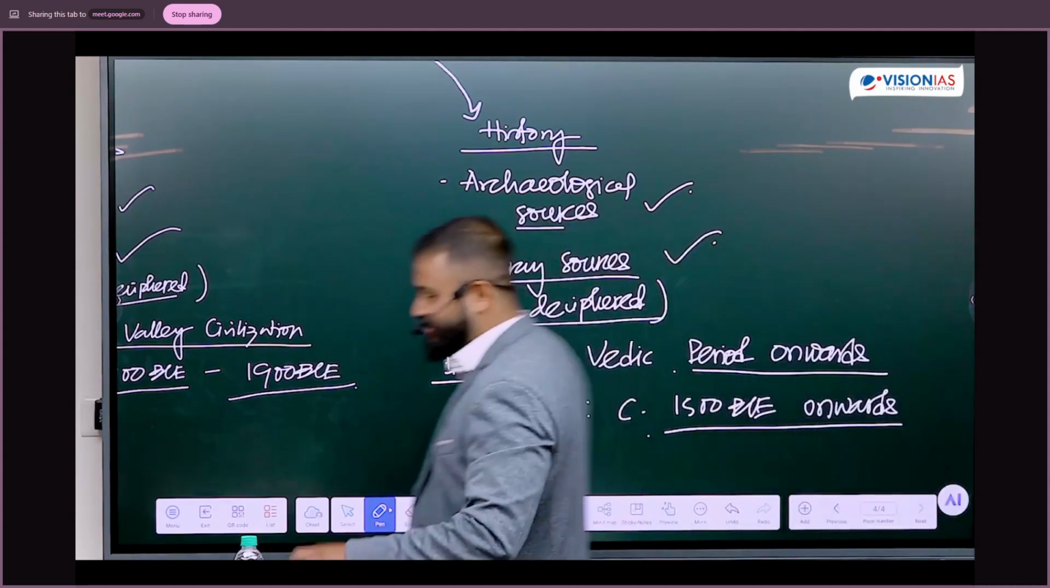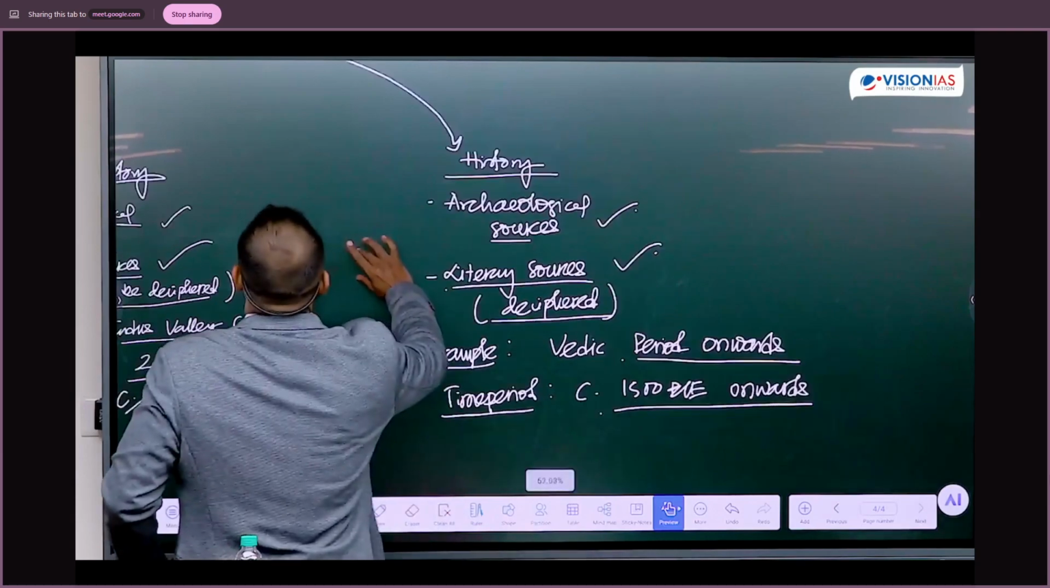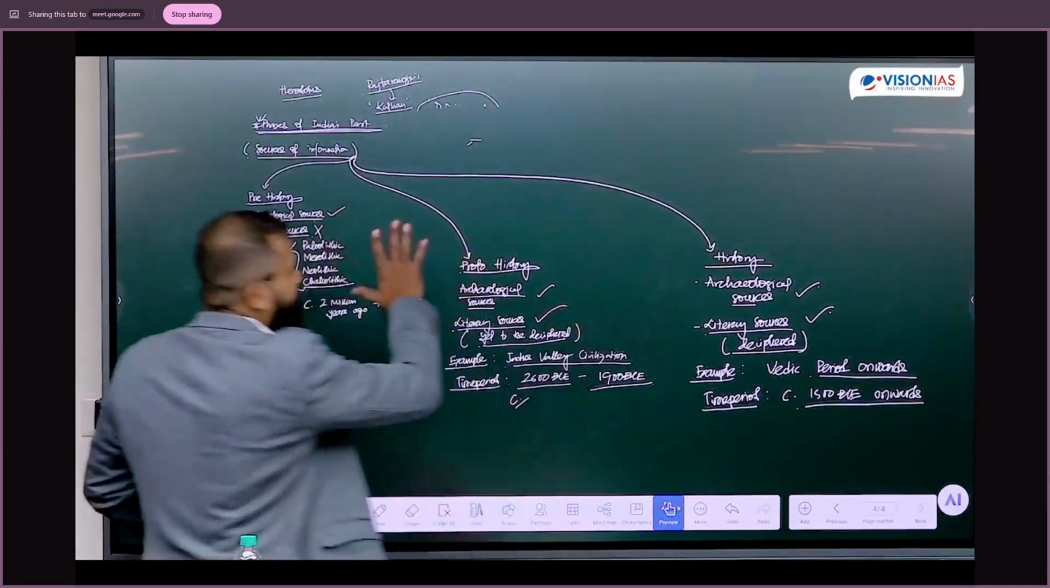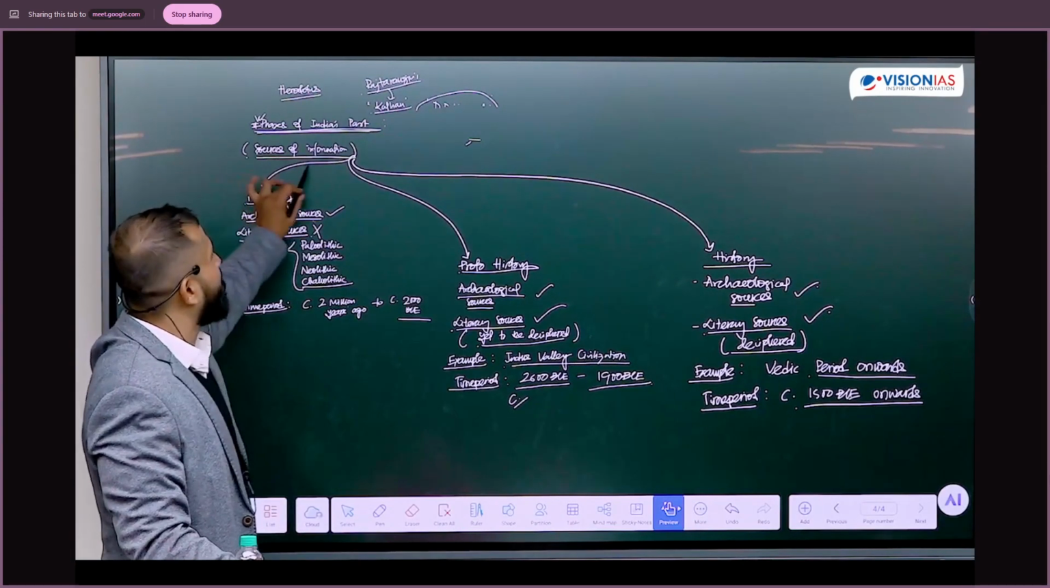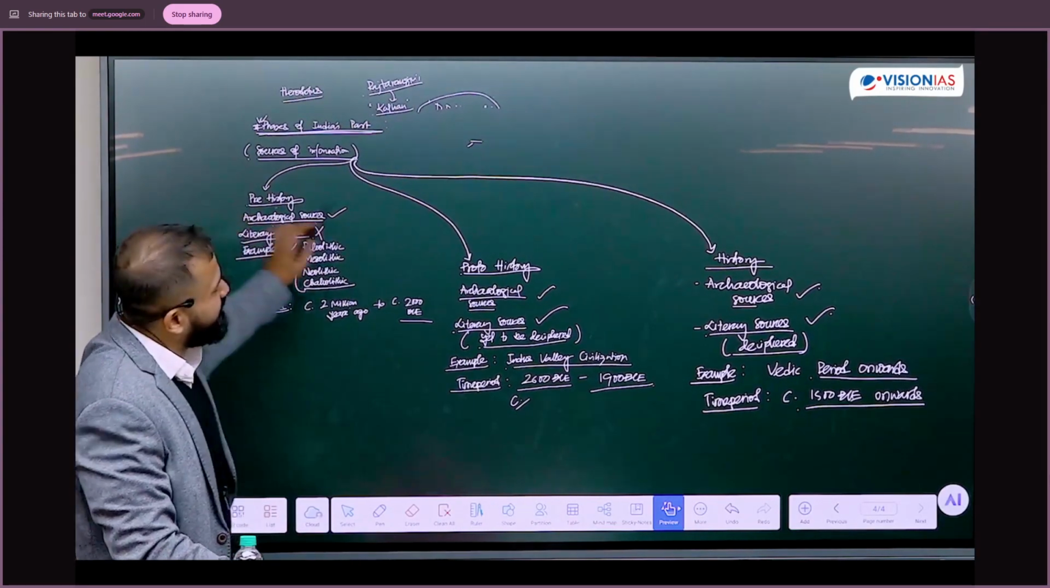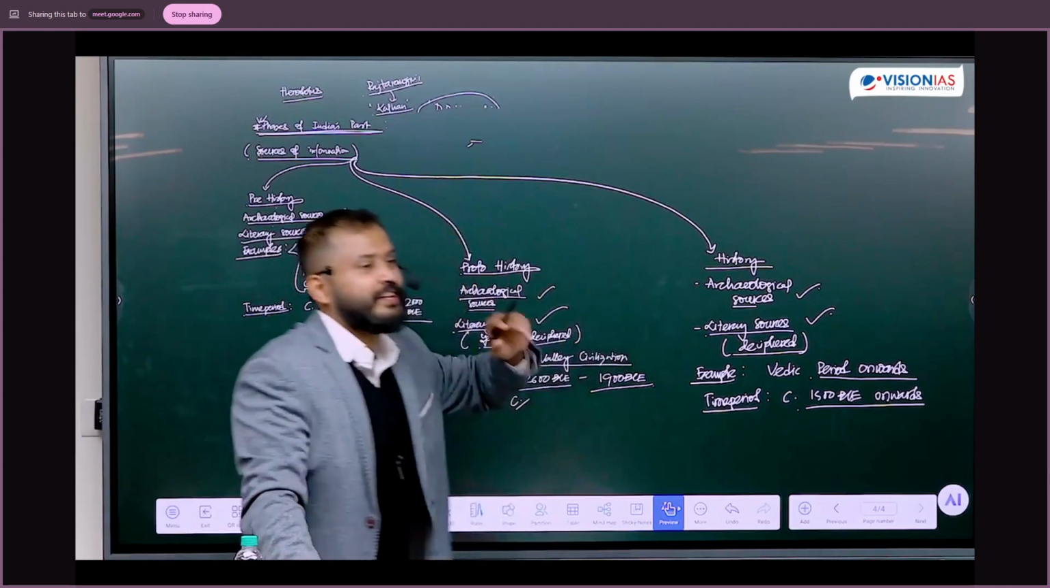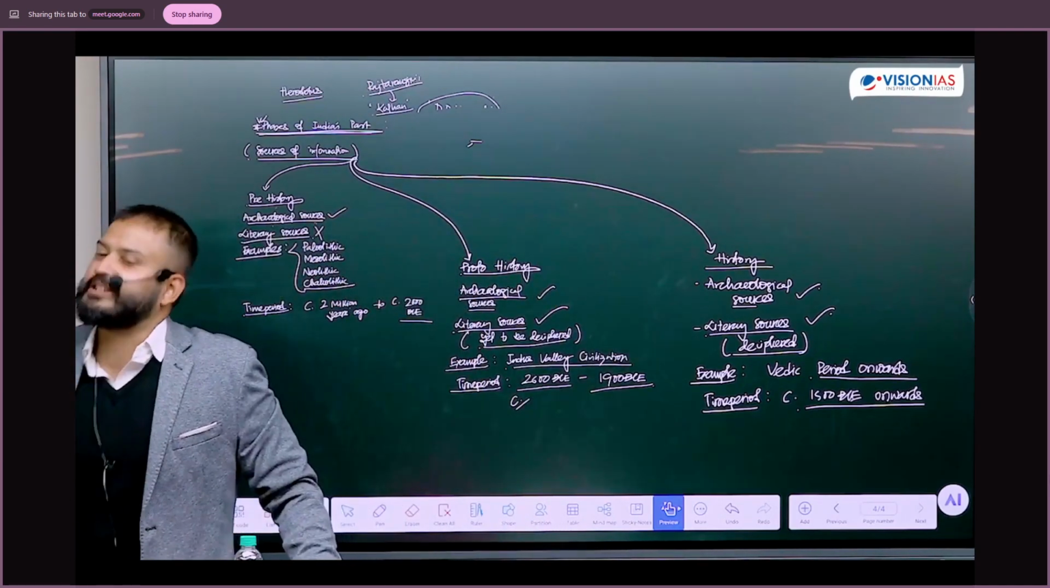So this is the categorization of history. Have a look. This is how we have categorized developments of India's past. On what parameter? That is sources of information. We have prehistory, we have proto-history, and we have history. Take some time, let it consolidate, we'll build another idea.